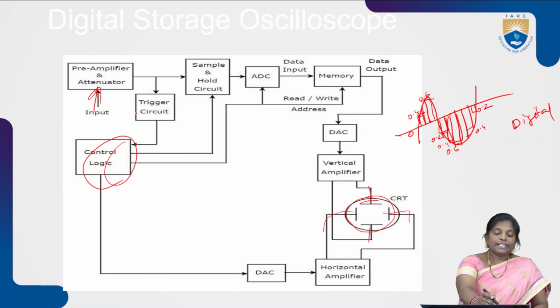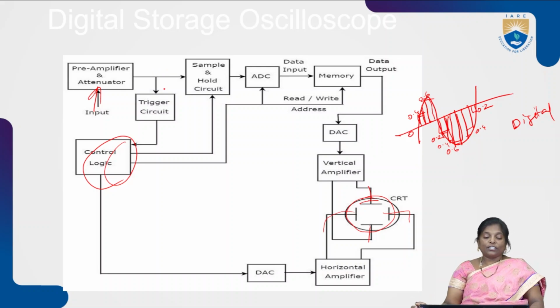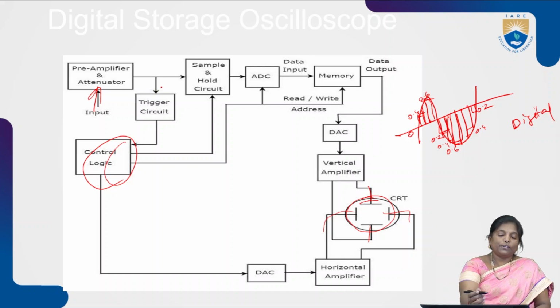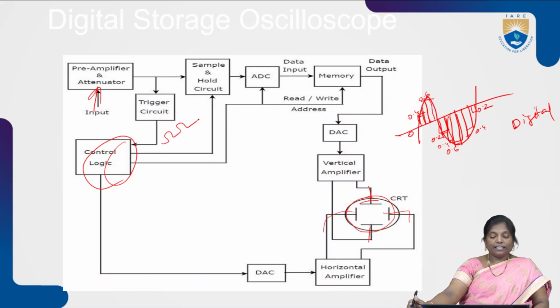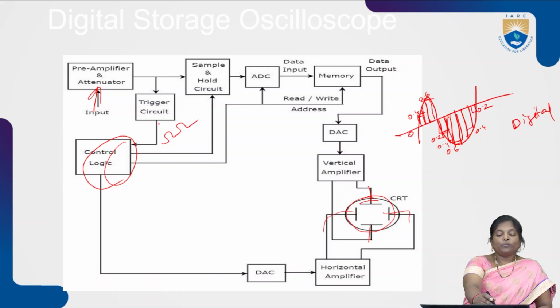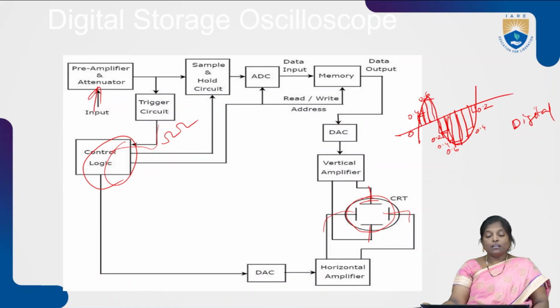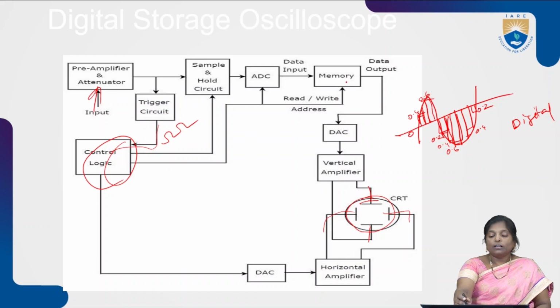Meanwhile, the same input signal which is given to the vertical amplifier is also given to the triggering circuit. Whenever the input signal is given to the triggering circuit, it generates the triggering pulse. At the same time, the input is given to control logic, and based upon our requirement, we can read or write the data into a particular memory location, and that is given to the memory unit.